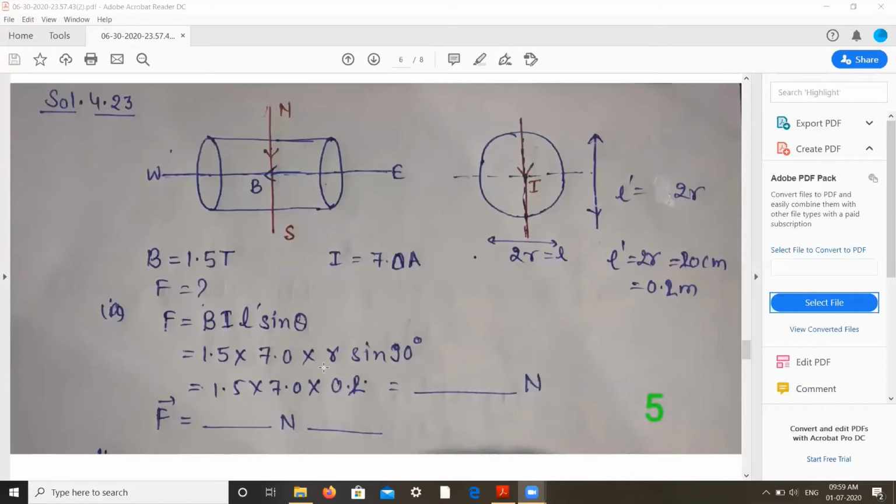It is 2 times of r into sin 90 degree. So 1.5 into 7.0 into 0.2 is equal to the magnitude of the force through this magnetic field cylinder which is given to you, the force that will develop, that is the magnitude. Find it out in terms of Newton, and then you have to also find the direction. You have to also mention the direction. What is the direction of the force?